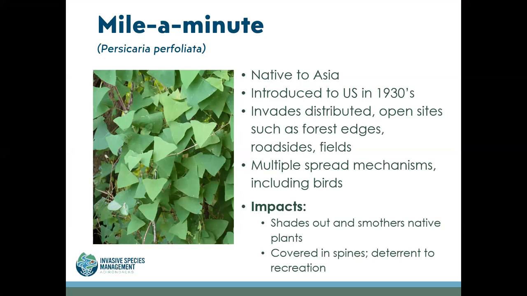It has several spread mechanisms, including bird-dispersed berries. As its name implies, it is a very fast-growing species. It can put on up to 6 inches of growth in a day, allowing it to quickly shade out and smother native plants. The stems are covered in numerous sharp, recurved spines that make it very unpleasant to walk through, and it can be a deterrent to recreation where it occurs in high abundance.